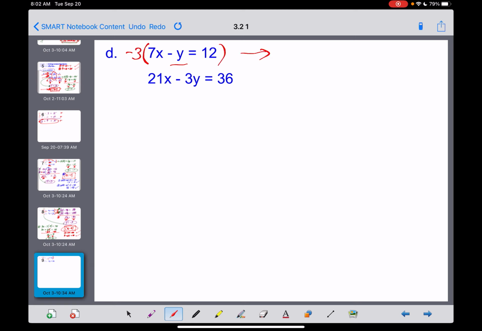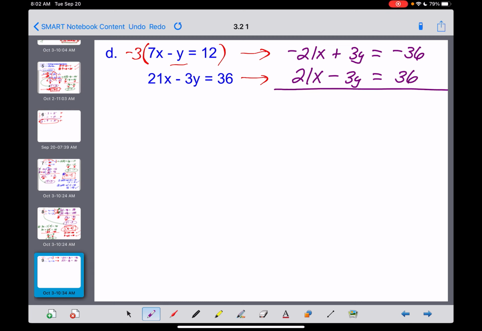So let me draw an arrow over here, and I think I'm going to have to copy the second one as well. Let's distribute that negative 3. We're going to have a negative 21x, and then a plus 3y is equal to negative 36. Now I'm just going to recopy the second equation with no changes. 21x minus 3y is equal to positive 36.